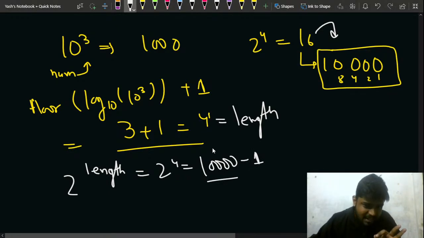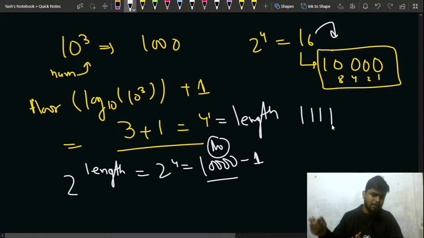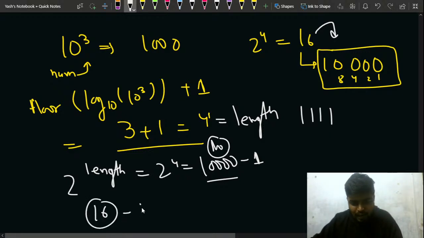notice this is a number, right? And if I subtract it by 1, then what will be the binary representation of this number? The binary representation of this number will be 1 1 1 1. Okay, this will be it. How? If you have 2 to the power 4, 16, and you subtract 1 from 16, this is the binary representation of it, right? So this number is nothing but 16.